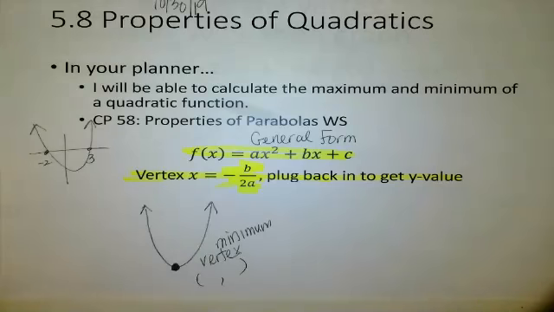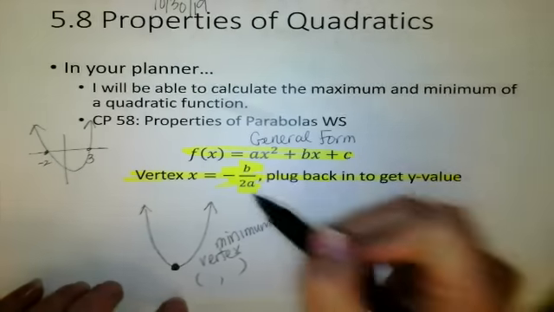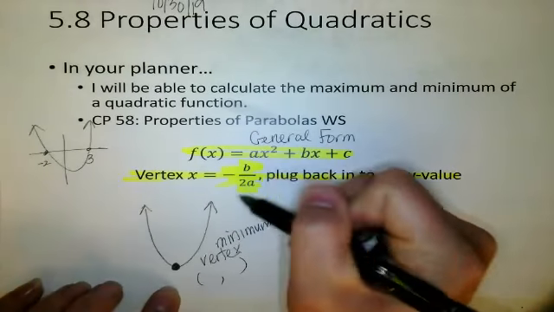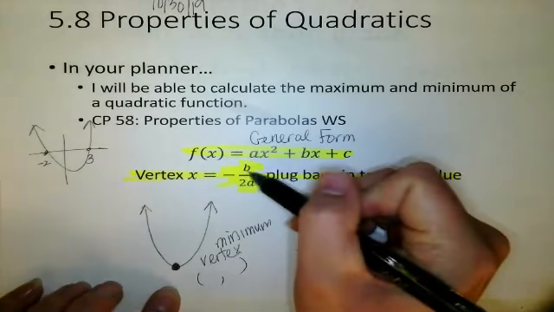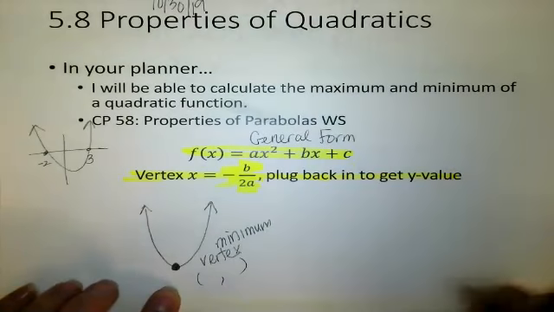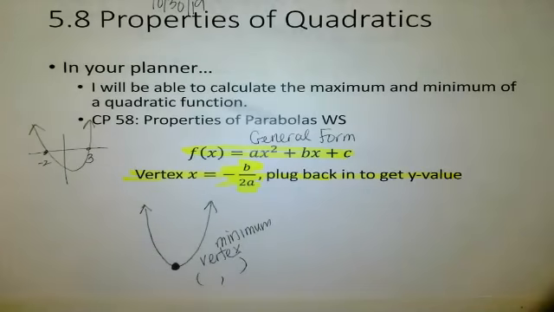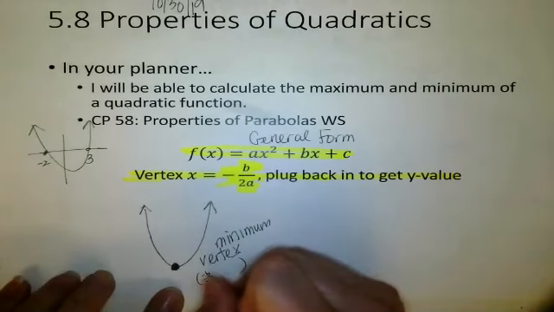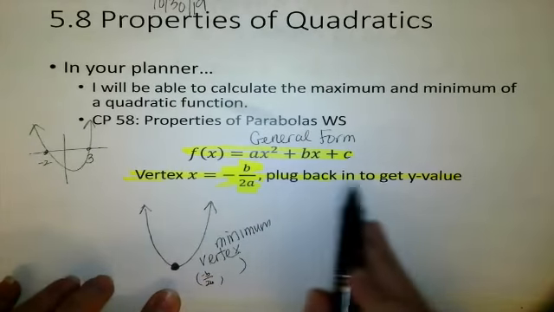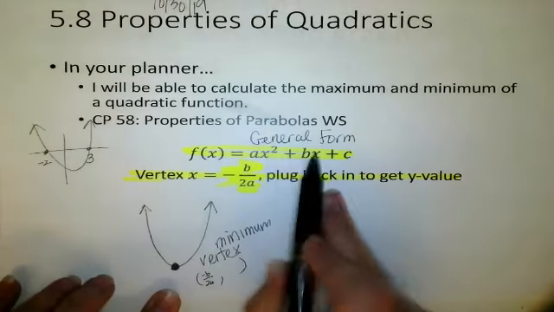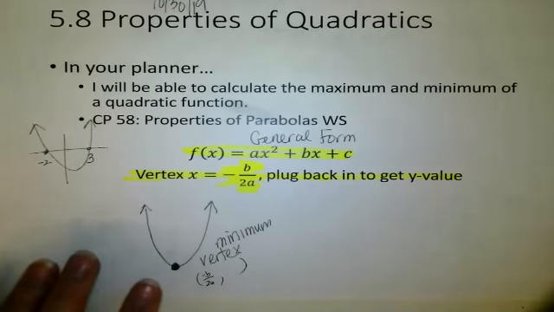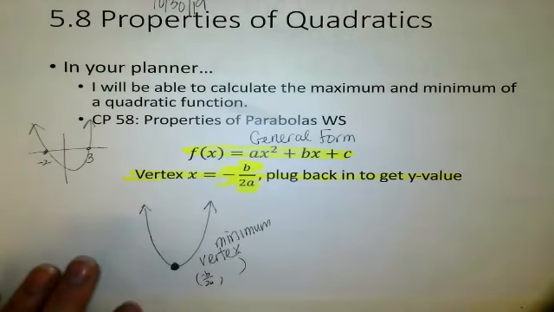We're going to figure out why that's useful tomorrow. We're going to do some applications. But we have this really nice formula that we can use, this opposite of b over 2a, from the a and the b above, to figure out the x coordinate of the vertex. To get the y coordinate, we're just going to plug that value back in for x and figure it out using our calculator. Okay.